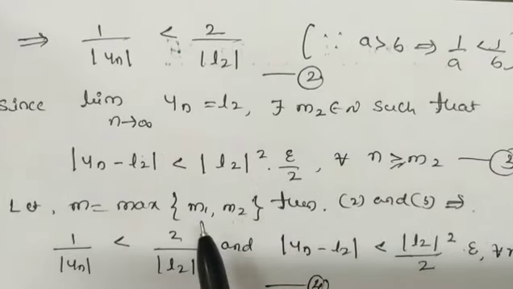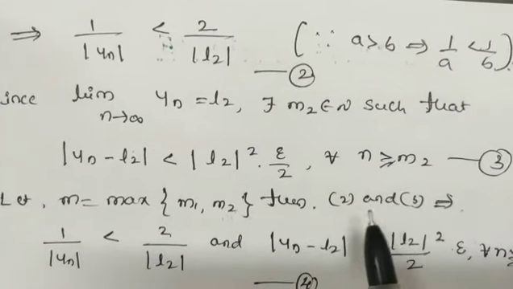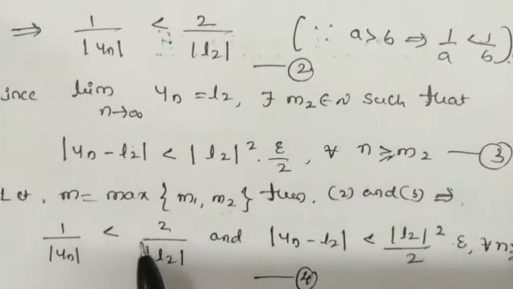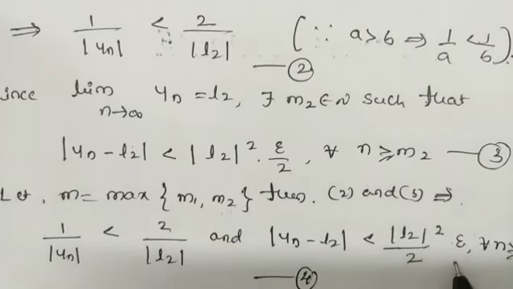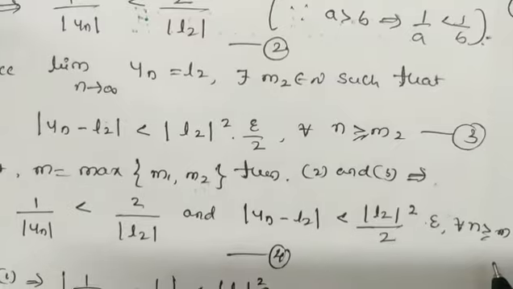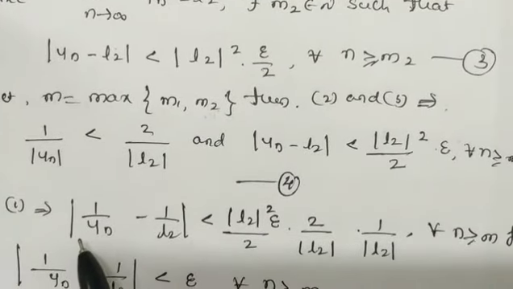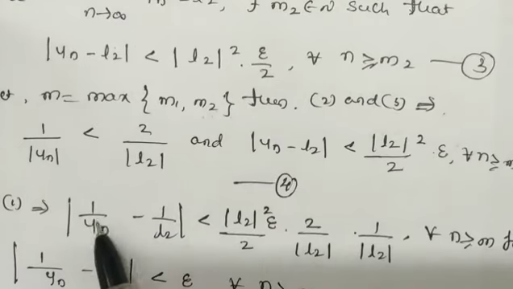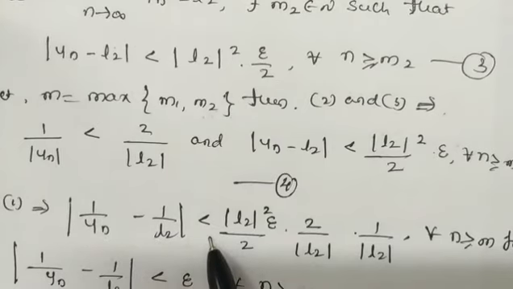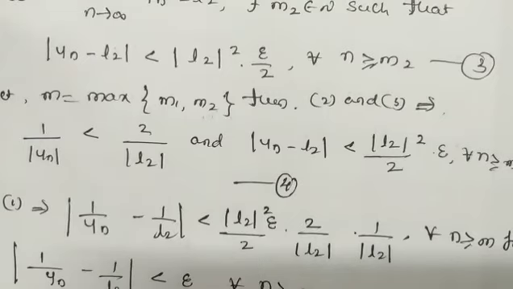So let us take m as the maximum of m1 and m2. Then this is equation 3. Equations 2 and 3 become 1 by mod yn is less than 2 by mod L2, and mod yn minus L2 is less than mod L2 whole square divided by 2 into epsilon, for all n greater than or equal to m. So now, equation 1 implies, what is equation 1? Equation 1 is mod yn minus L2 divided by mod yn into mod L2. I'll write equation 1 here.